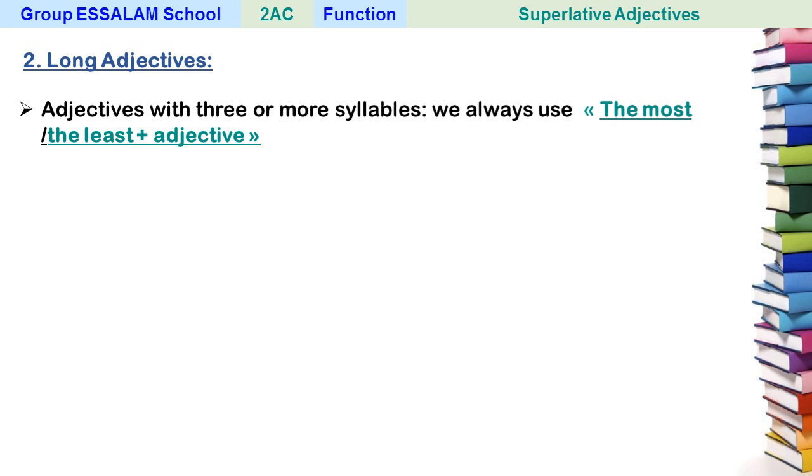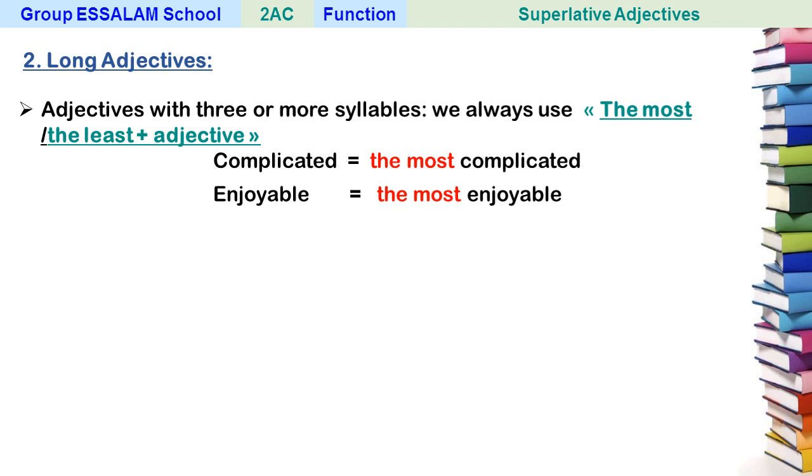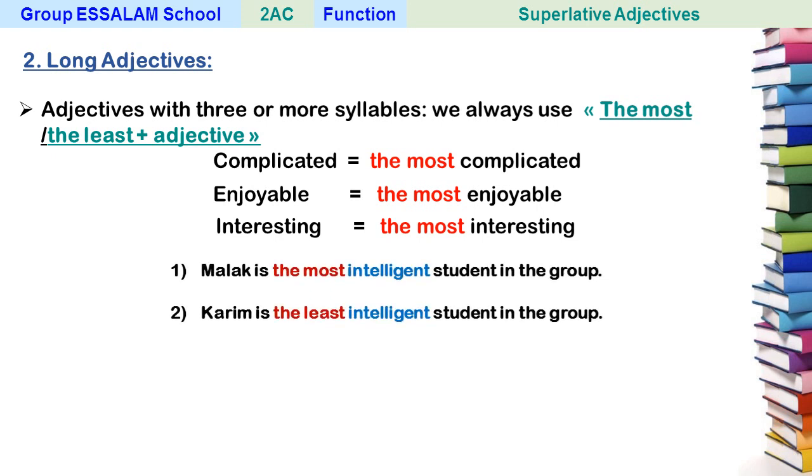Long adjectives, as you can see, are adjectives with three or more syllables. We always use the most or the least plus adjective. For example, complicated. How many syllables do we have here? Complicated, four syllables. So since there are four syllables, it is a long adjective. So complicated, the most complicated. Enjoyable, the most enjoyable. Interesting, the most interesting.